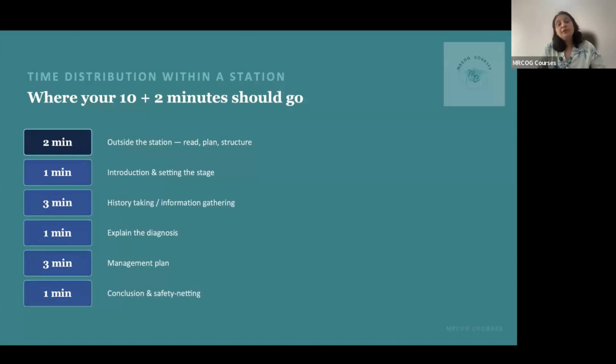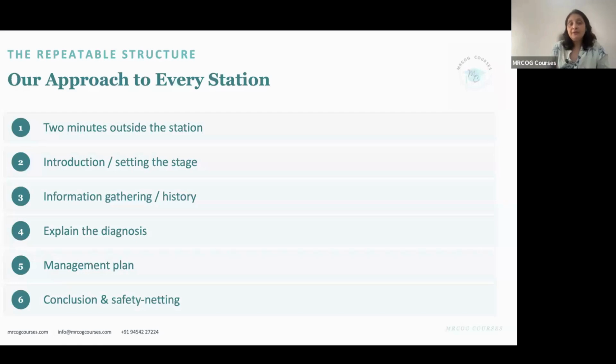Similarly, the management plan. Now you can see only 3 minutes for the management. So your knowledge is not that important in this. You need only the important points that you can say here. Knowledge is important, I don't want to say that it is not at all important, but not excessive reading. That is not required here. And then conclusion and safety netting, this is how you will go at the station. In this, I have not taken out the time where the role player will be speaking, but usually you will have only 7 to 7.5 minutes for you to speak.